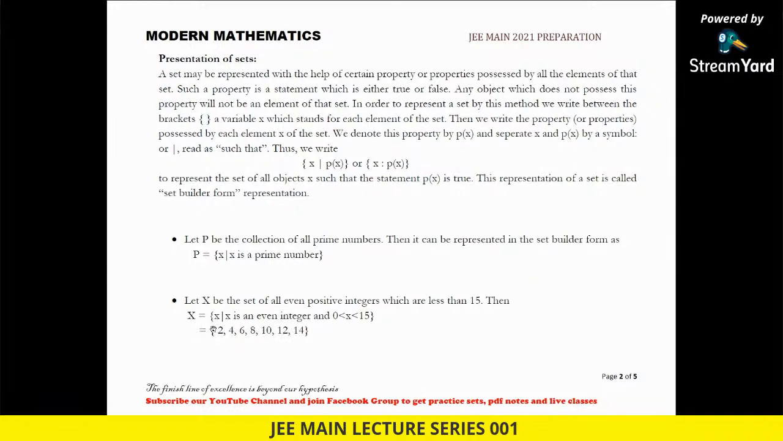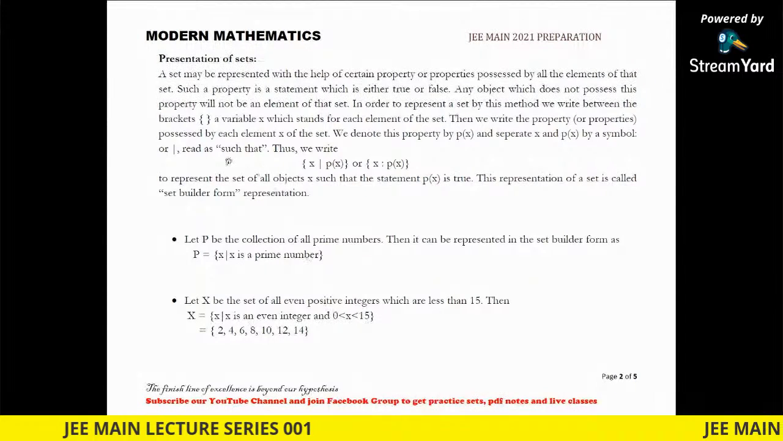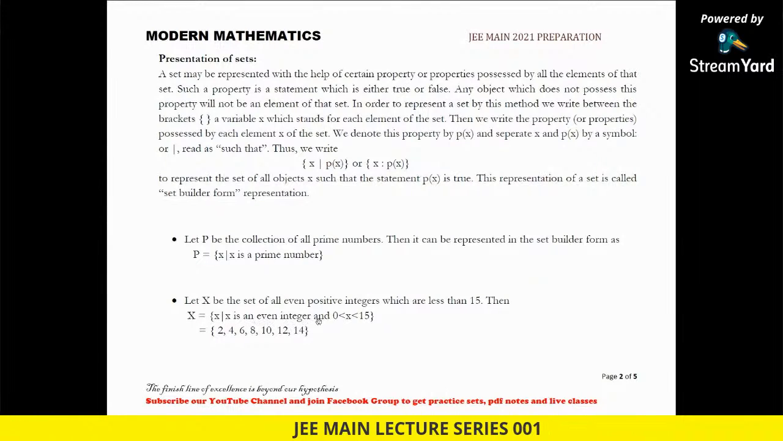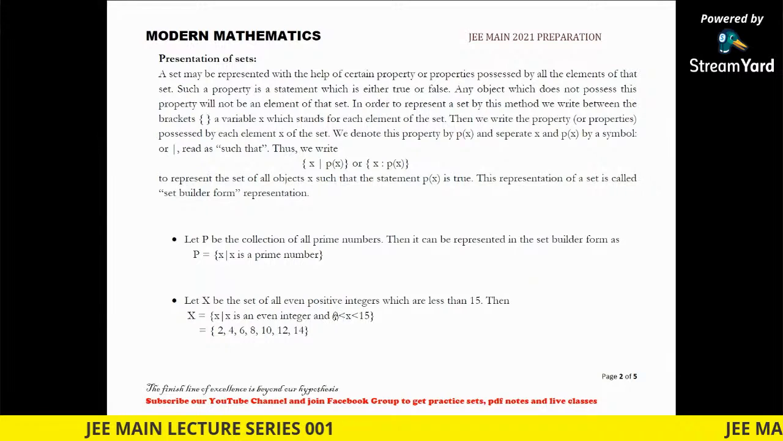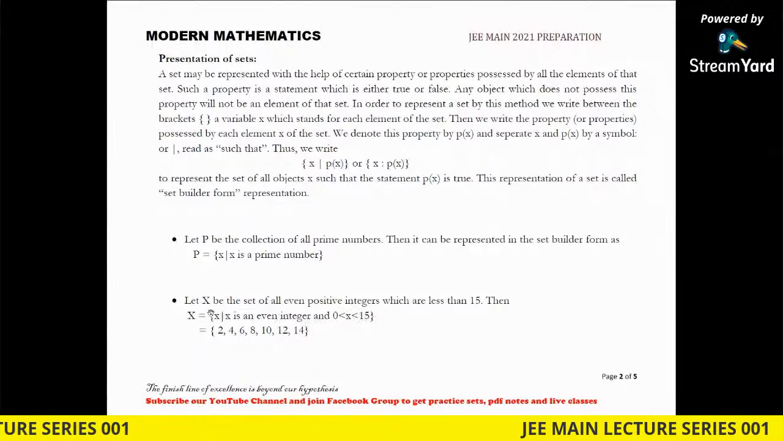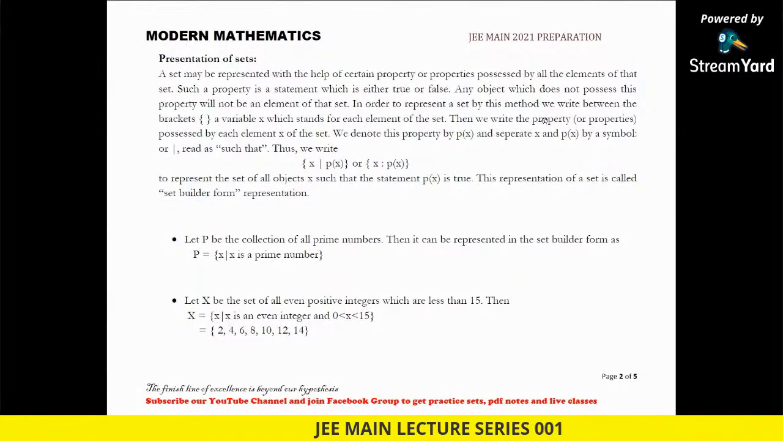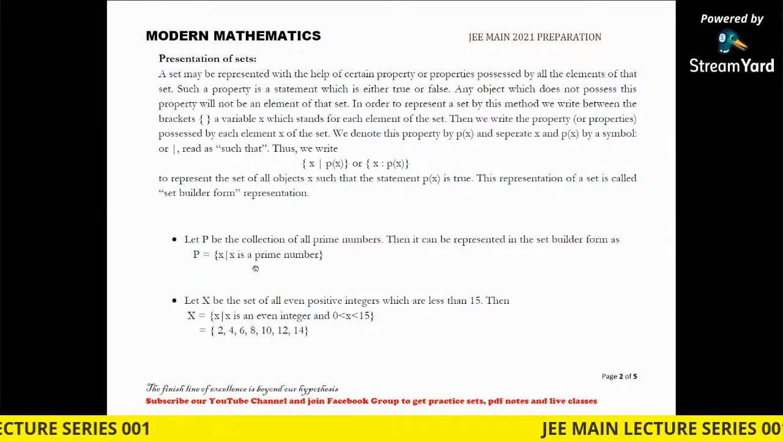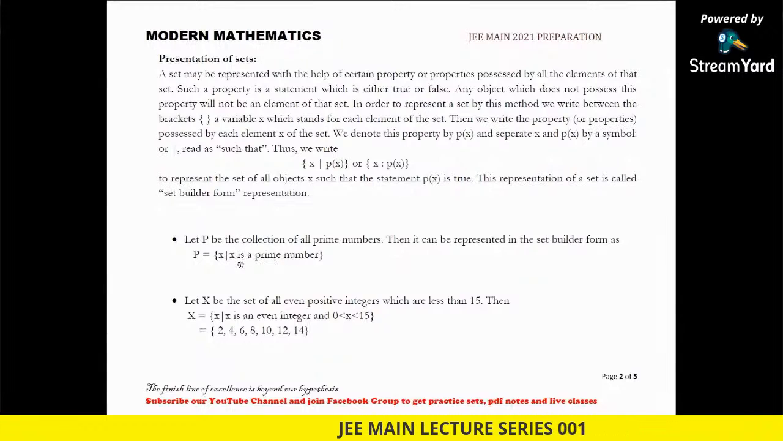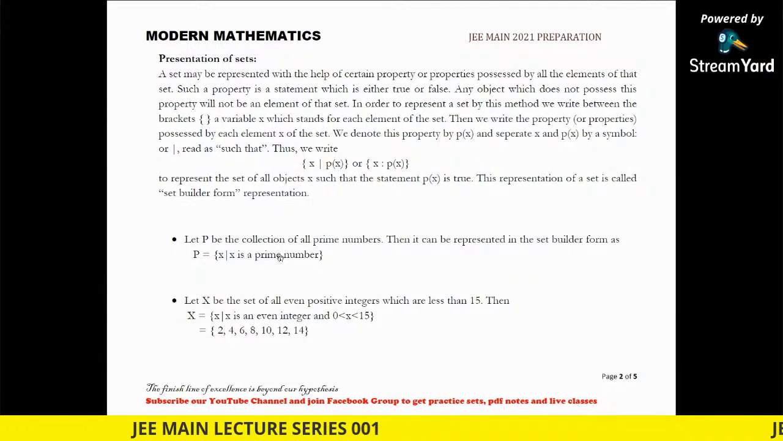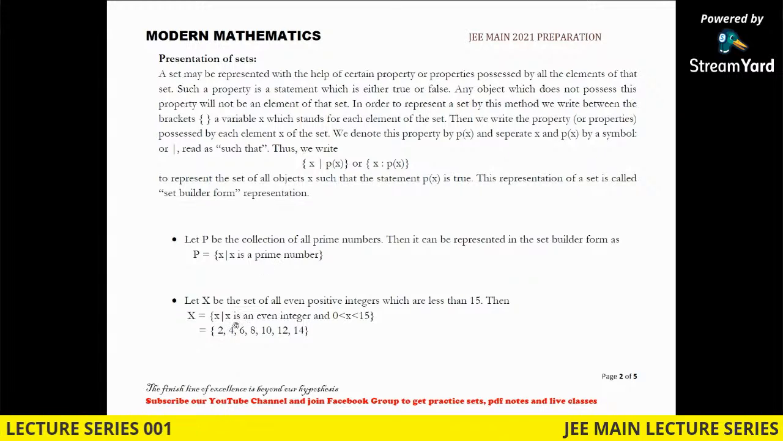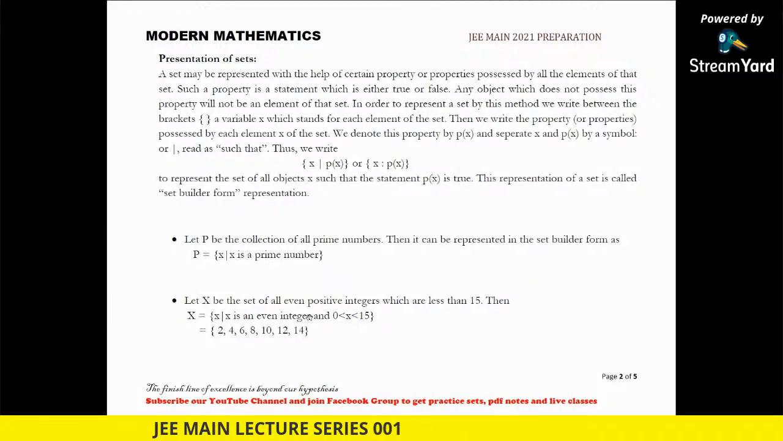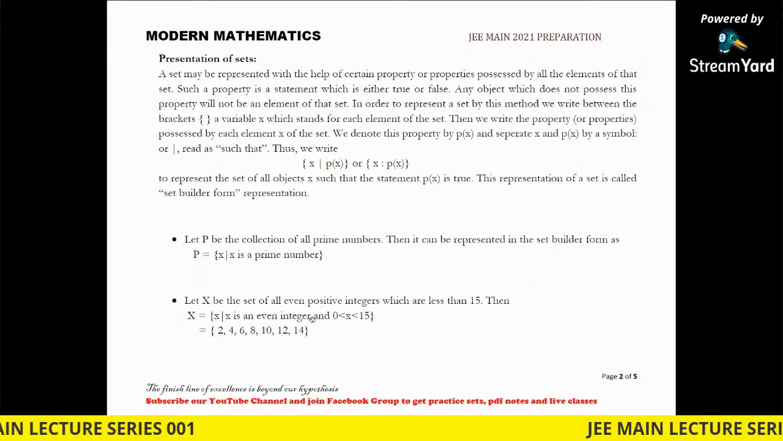In the first line I have written it as a set builder method. P(x) is a statement that x is an even integer, and there is a second statement. There are two properties of x; we write the property or properties. In the past example we saw x is a prime number, a single statement, single condition, single property. But here x is an even integer and 0 less than x less than 15, so there are two conditions, two properties.